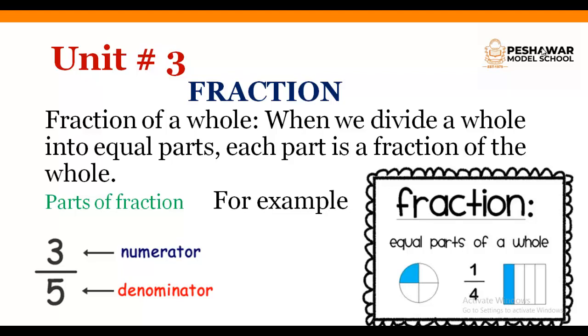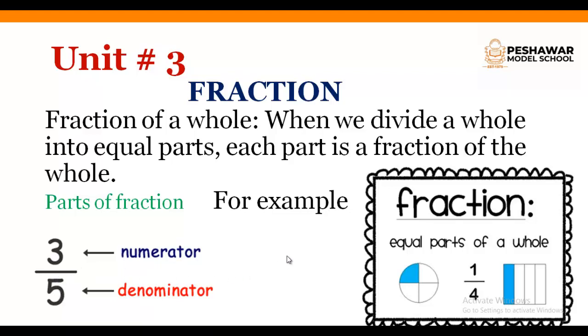Now see what is fraction. Fraction of a whole. When we divide a whole into equal parts, each part is a fraction of the whole. It means when you divide a figure or quantity into equal parts, each part is called a fraction. Now see, there are some parts of a fraction over here. This form is called fraction form, 3 by 5. The upper figure is called the numerator and the lower one is called the denominator. It makes a fraction with the help of a bar line.